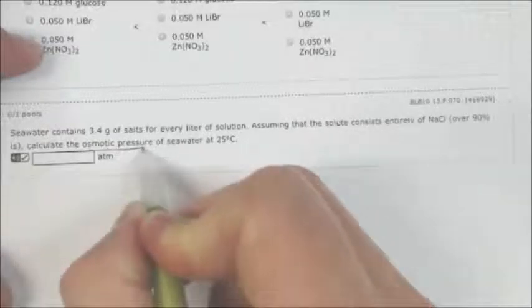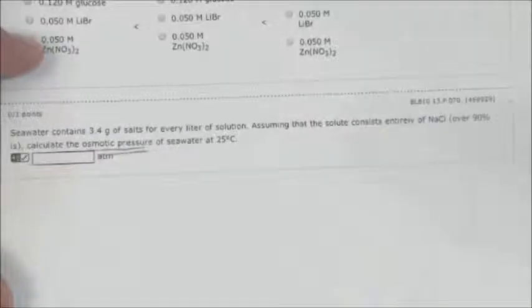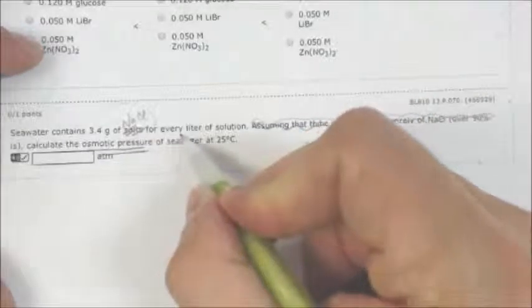So here's the big deal. It says calculate the osmotic pressure. That's what we're solving for. And we have 3.4 grams of NaCl. Now they say salts initially, but then they go on to say assume that it's all sodium chloride. We need that to say that this is 3.4 grams of salt. It also says for every liter of solution. It's kind of hidden in the fact that it's in words, but sometimes we overlook things that aren't numerically represented. So we're going to consider that 1.00 liters of solution, just to give it at least 3 sig figs.